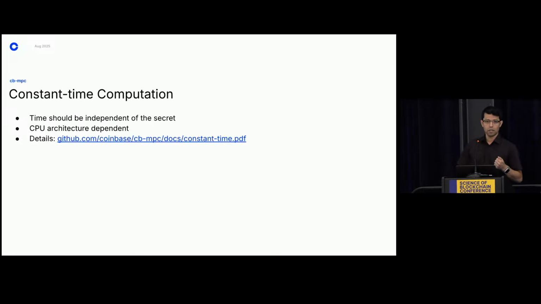We have taken a lot of care to write our code to be constant time. What this means is that whenever we are working on a secret, the operation time should be independent of the secret value itself. I do caution that the constant time operations are CPU architecture dependent, and how we achieve constant time and all of these nuances are described in our constant time documentation. I'm not going into detail here. I do encourage you to take a look later at the talk.